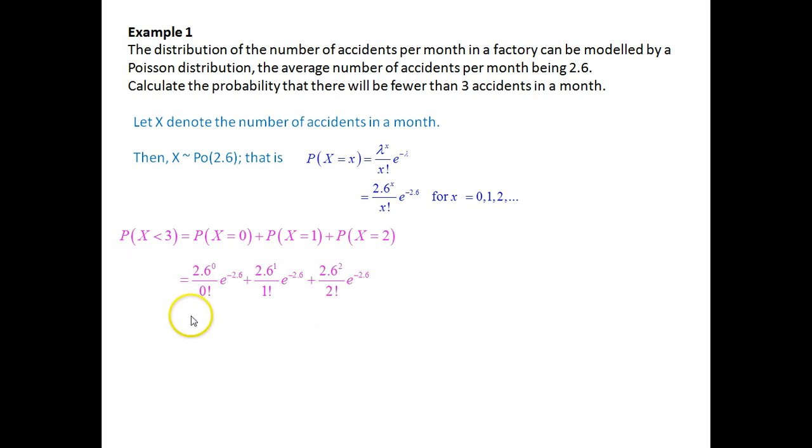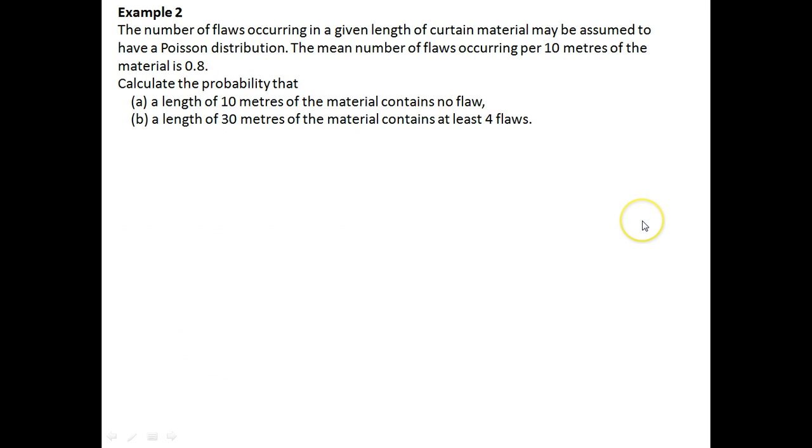If we put those into the formula, we can take the e to the minus 2.6 out. Nought factorial is 1, so we go 1 plus 2.6 plus 2.6 squared over 2, giving us 6.98 inside the bracket, multiplying with the e to the minus 2.6, and I get 0.518 to 3 decimal places. So that was the probability of fewer than 3 accidents a month.